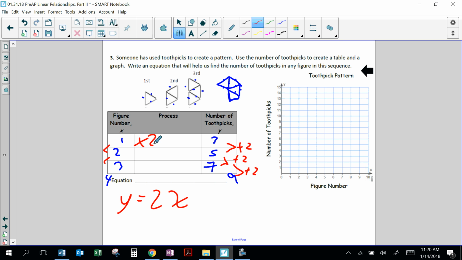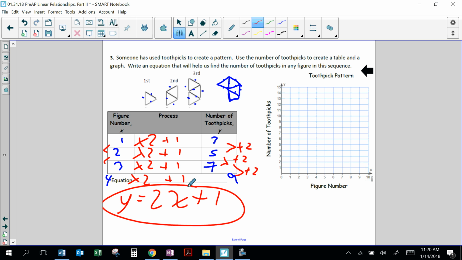So if I multiply this by 2, multiply this by 2, multiply this by 2, multiply this by 2, that's 8. Plus 1 more is 9. 3 times 2 is 6, plus 1 more is 7. 2 times 2 is 4, plus 1 more is 5. 1 times 2 is 2, plus 1. So the equation is y equals 2x plus 1.